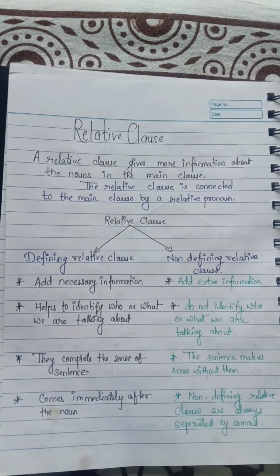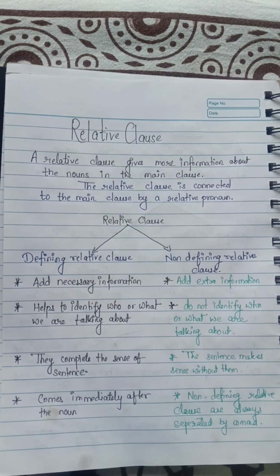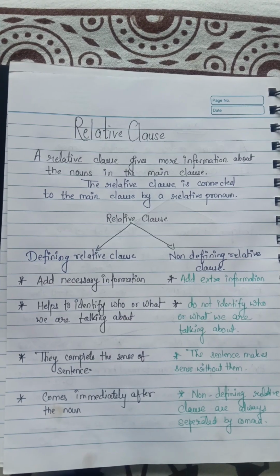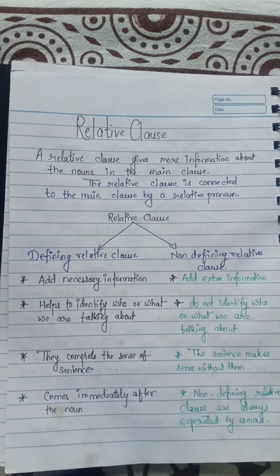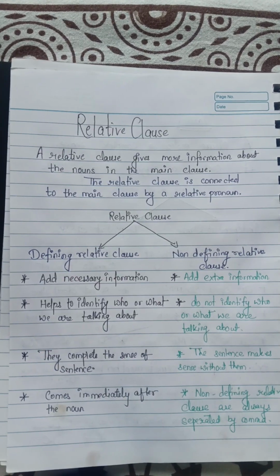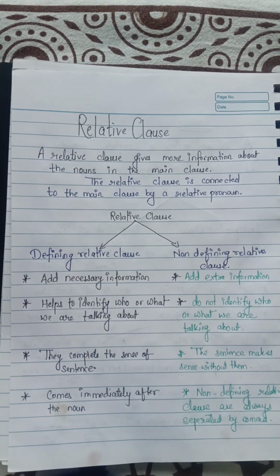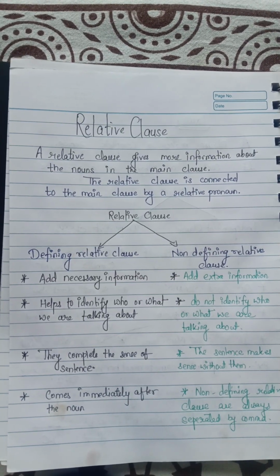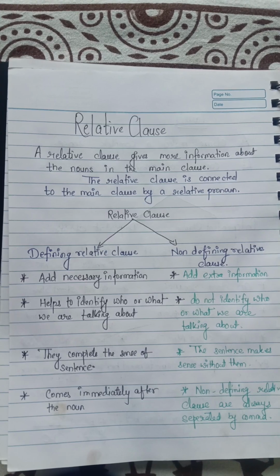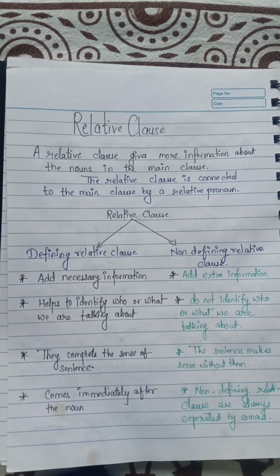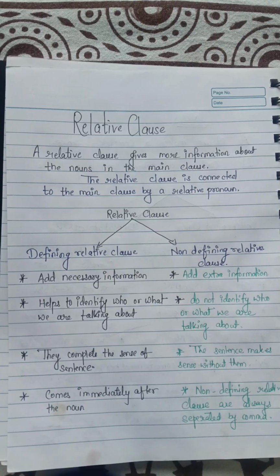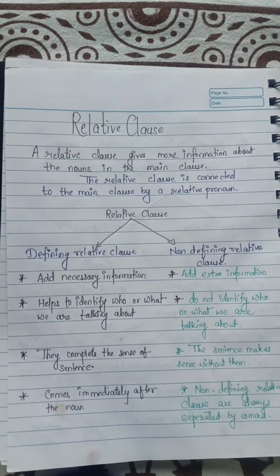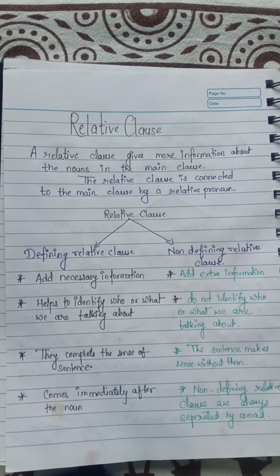Now let us understand the relative clause. A relative clause gives more information about the nouns in the main clause. The relative clause is connected to the main clause by a relative pronoun. So a relative pronoun is used as a connector in the relative clause. Relative clauses are of two types: defining relative clause and non-defining relative clause. Now what does the defining relative clause do? A defining relative clause adds necessary information, whereas a non-defining relative clause adds extra information.